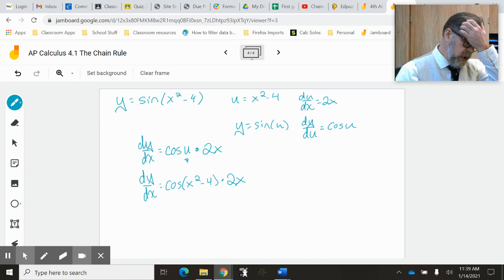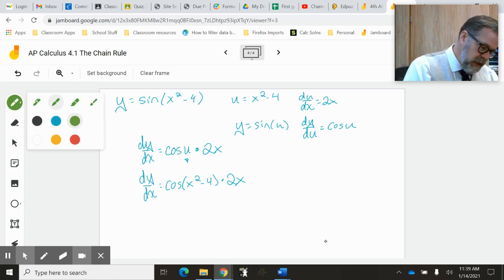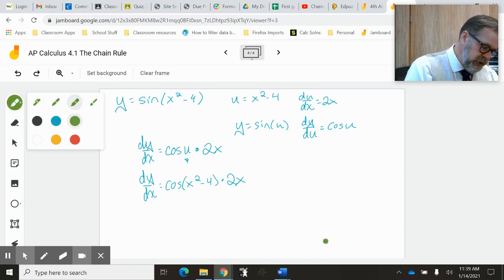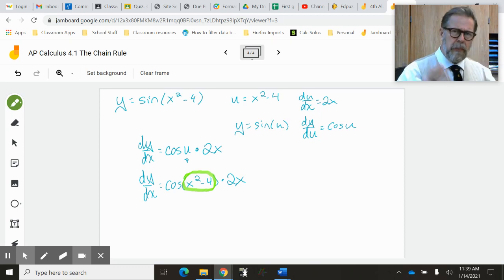And so notice that this is always going to be the original inside of the composite function. And we're going to talk about the idea of inner versus outer a little bit later, because there's a couple different ways to think about how to do these problems. And so then the process just becomes, which one is easier for you to think about.